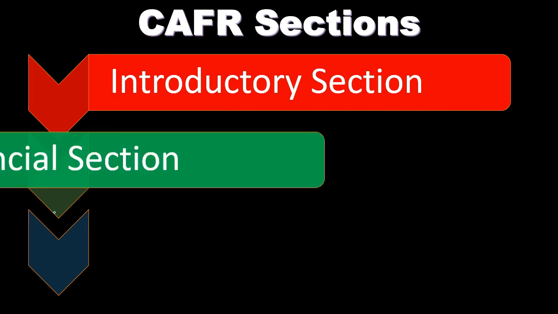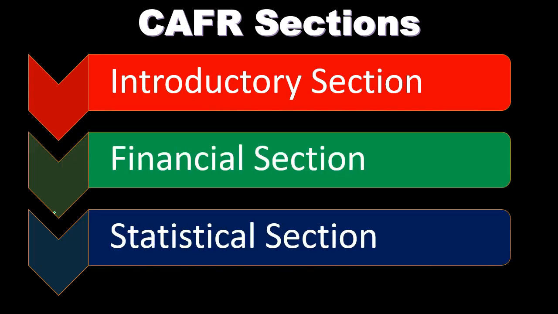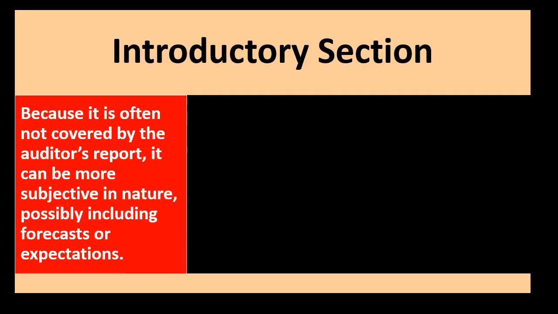CAFR sections, this is going to be a common type of test question within governmental accounting. So you want to know the three sections for the CAFR, which are the introductory section, the financial section, and the statistical section. The introductory section, because it is often not covered by the auditor's report, it can be more subjective in nature, possibly including forecasts and expectations.